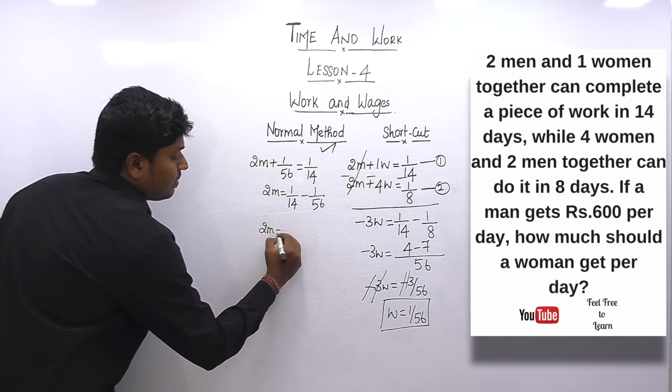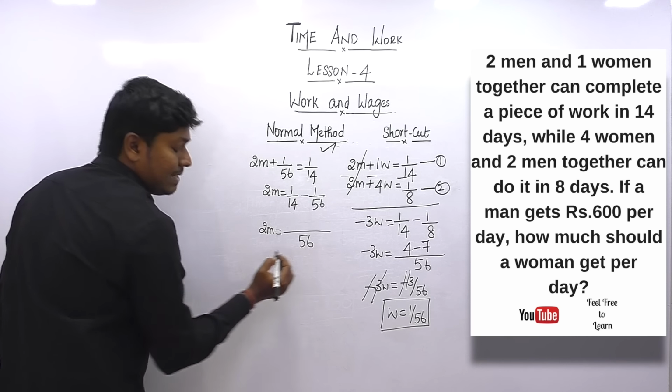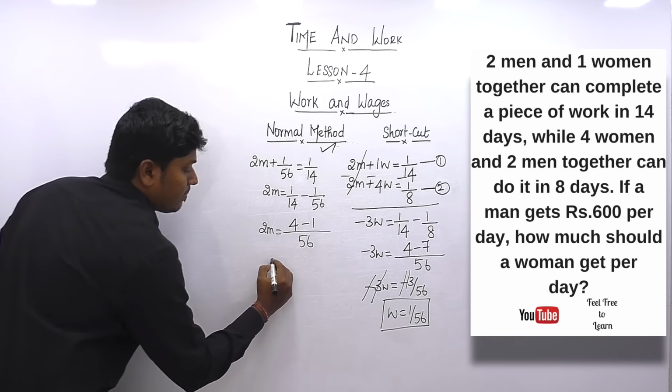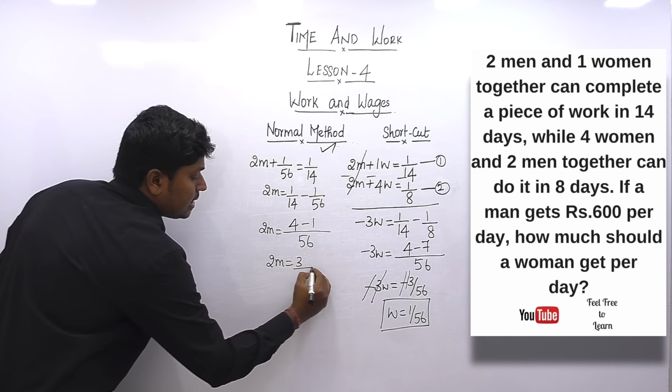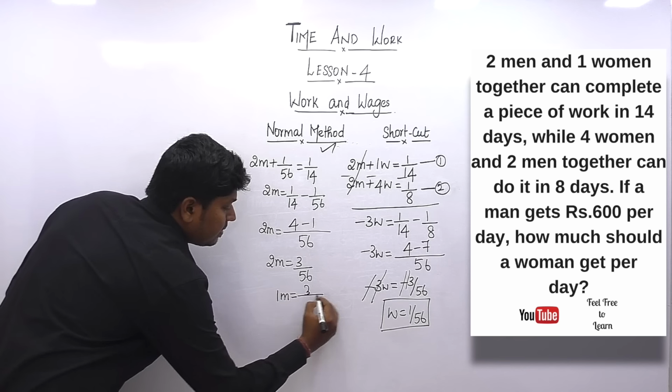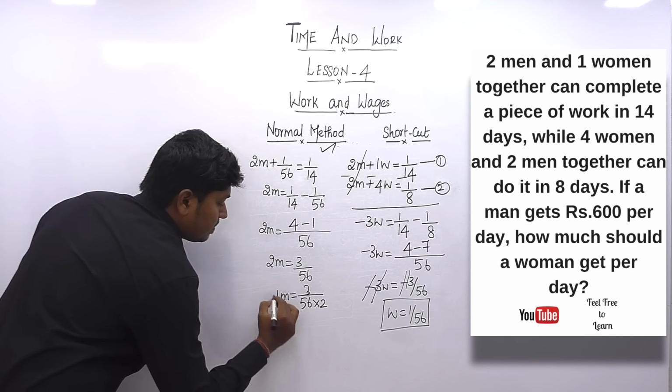So 2 men is equal to, 56 and 14. Again take LCM as 56. 14 fours are 56. So 4 minus 1. So 2 men is equal to 3 divided by 56. So 1 man is equal to 3 divided by 56 into 2.